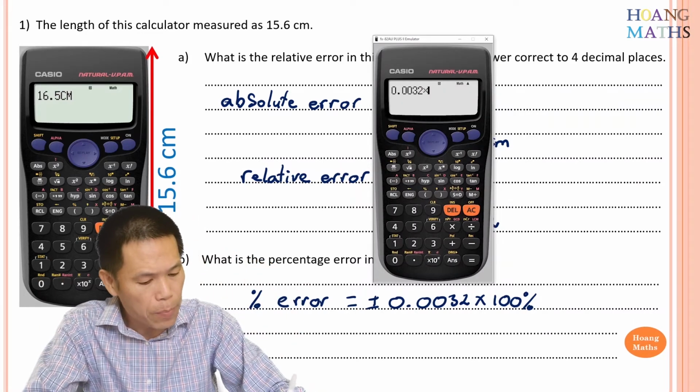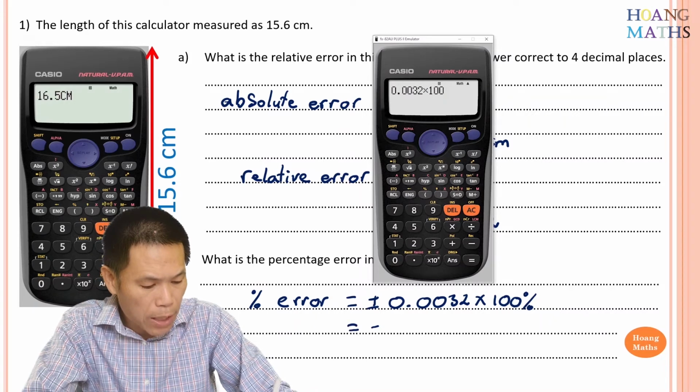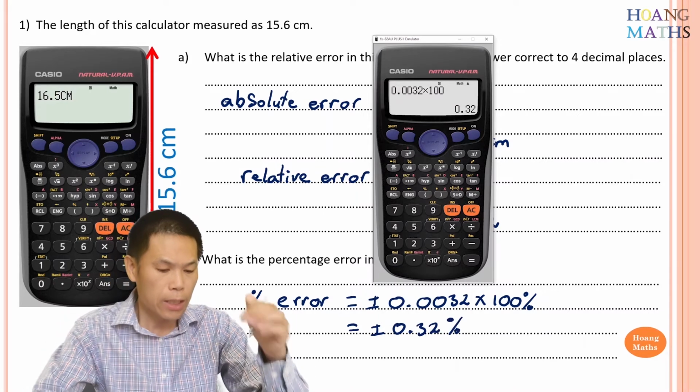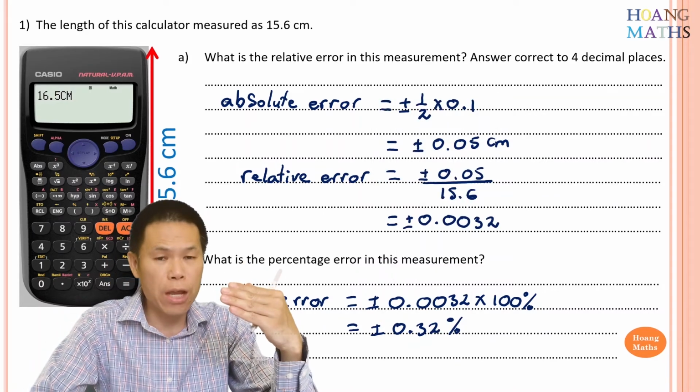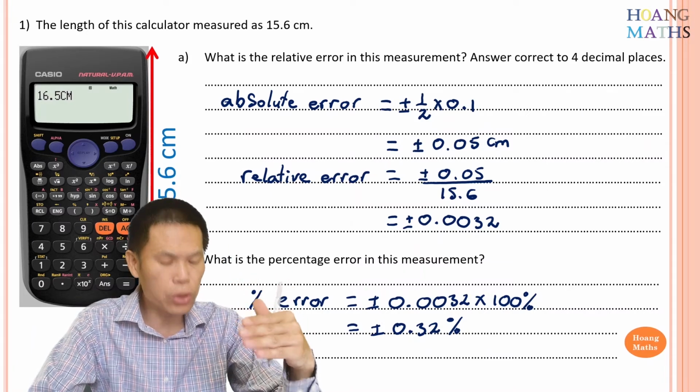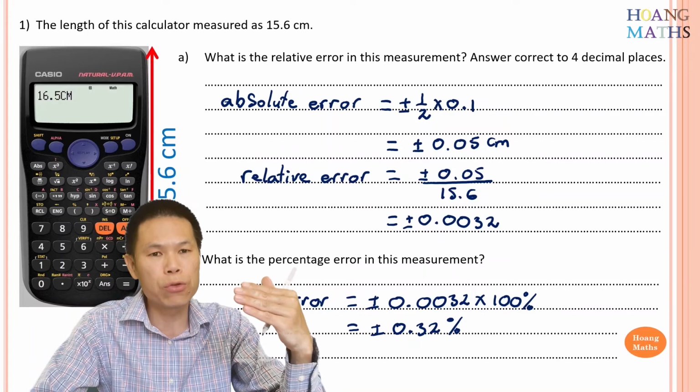So that gives me plus or minus 0.32%. That is the margin of error, if you like. The percentage error is quite small because it's only 0.32%.